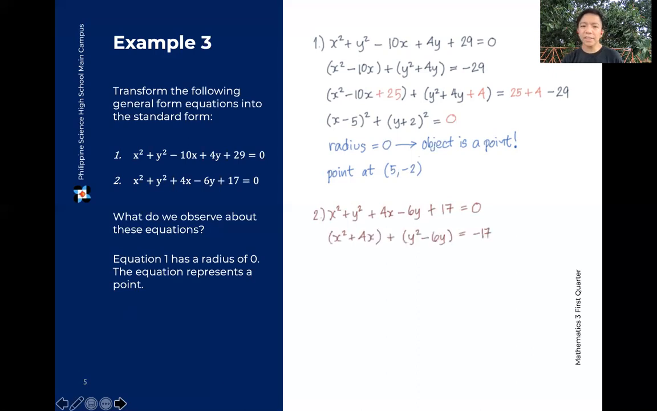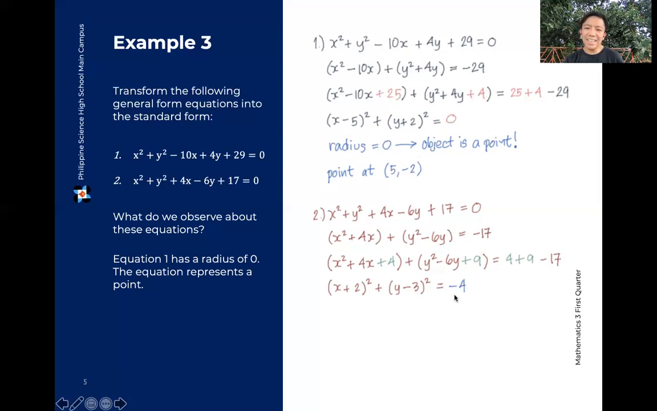Okay, same process. Group all the x's. Yung constant, ililipat natin sa right side by subtracting 17 from both sides. We complete our squares. So here we divide by 2, 2 squared, plus 4, divide by 2, negative 3 squared, plus 9. And we add yung mga in-add natin sa right side to maintain the equality. We factor the left side and we add the numbers at the right side. So sa left side, we have (x plus 2) quantity squared, (y minus 3) quantity squared.